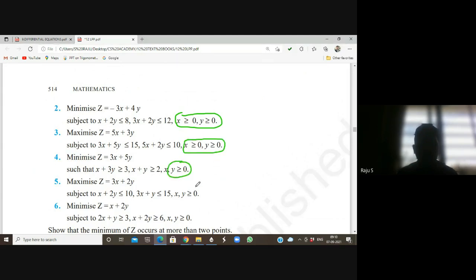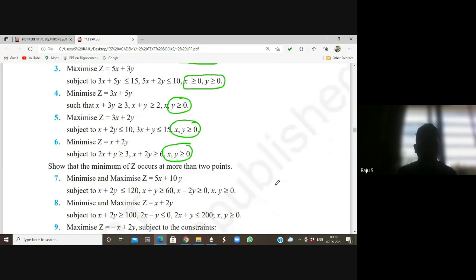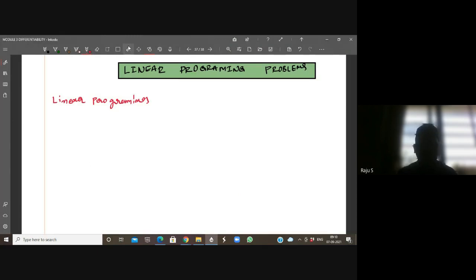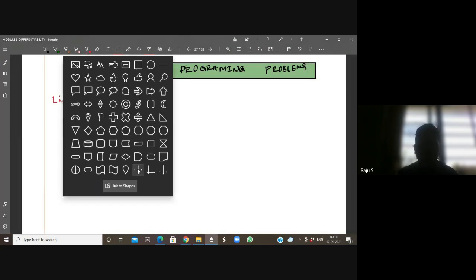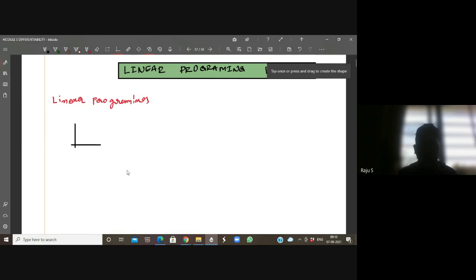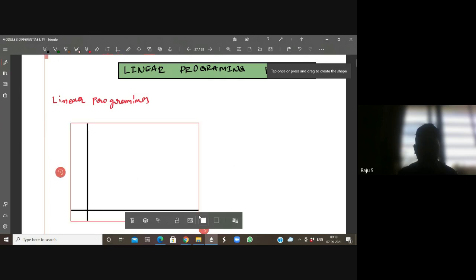region. First, we have to find the feasible region. In all the questions, the feasible region exists only in the first quadrant, since non-negative restrictions are given. I'll tell you what is meant by feasible region. So here x greater than or equal to 0, y greater than or equal to 0. What is meant by that? When you take the x-axis and y-axis, the required region we are going to get in the first quadrant alone.